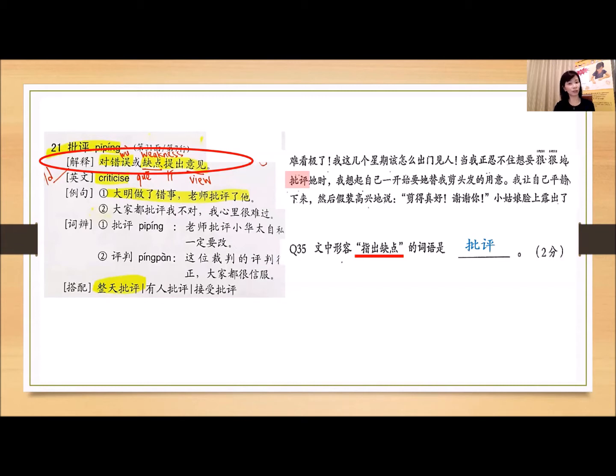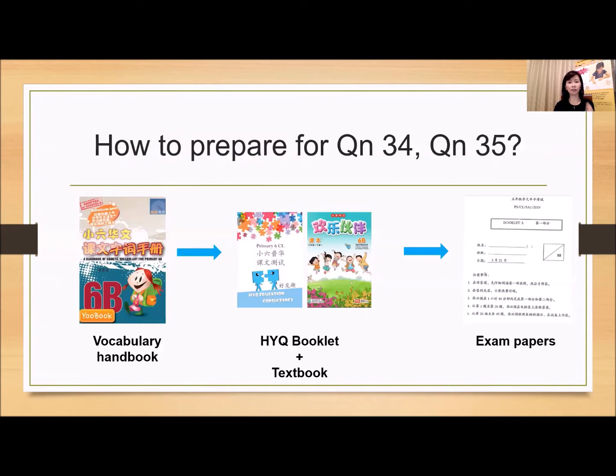But a lot of students, the common problem is that they don't even know what the question is asking for. So it is good that your child is prepared and knows what they are asking for. So how to prepare for questions 34 and 35, these kinds of questions? First of all, children have to go through the vocabulary handbook and remember the Chinese meanings specifically. Next, to test their understanding, because after asking them to revise, we also need to test them to know whether they have learned it or not.